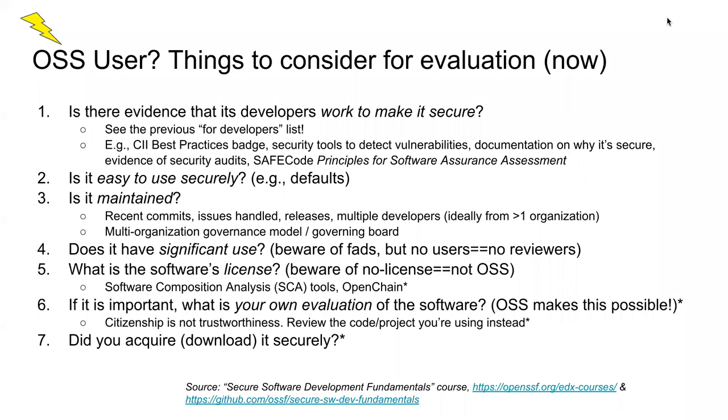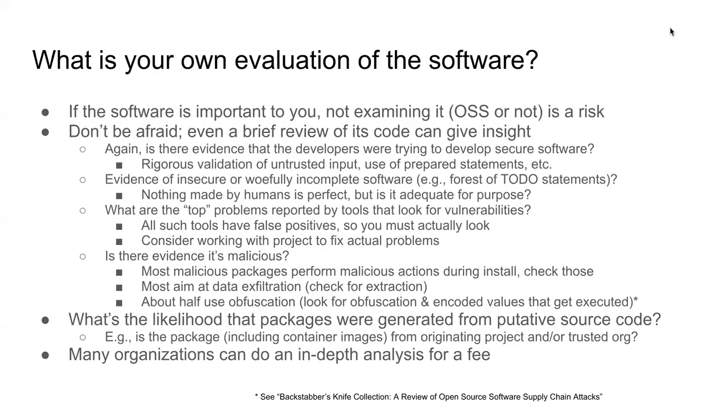There are various tools that can help you identify the components within them to figure out things like the license and also if there's known vulnerabilities in them. If it's important, what is your own evaluation? Okay. And the great thing about open source software is it makes it possible. I like to note to folks that citizenship isn't trustworthiness. If you want to trust something, look at the code. And did you acquire it securely? And the biggest problem there is, did you acquire the right thing?